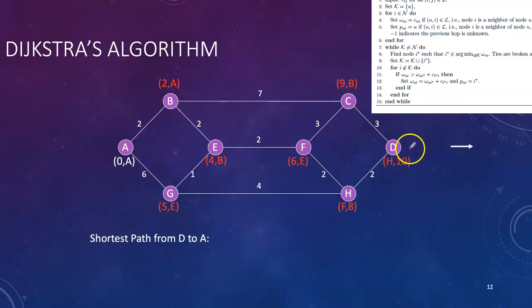by starting at D, going to the previous hop neighbor, which is H, and then the previous hop neighbor, which is F. In F, the routing table at F, the previous hop neighbor to A is listed as E, so we go to E. At E, the previous hop neighbor is set to B, so we go to B and to A. Let's do another example.